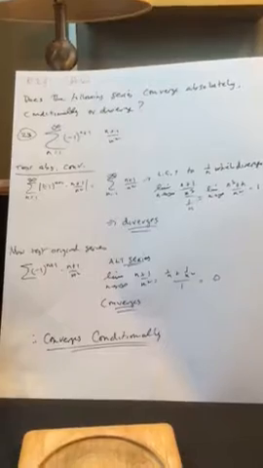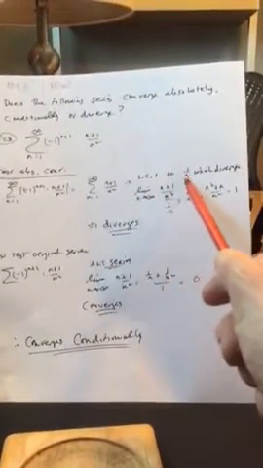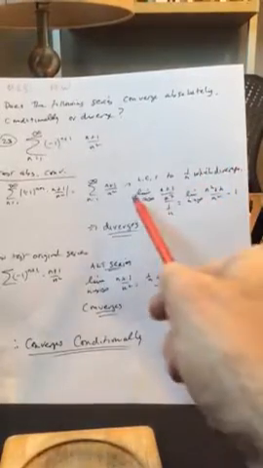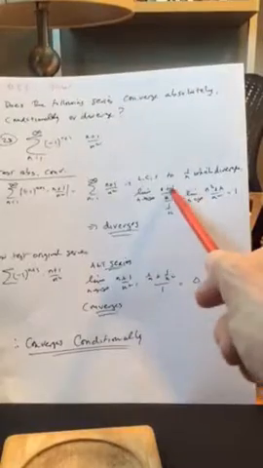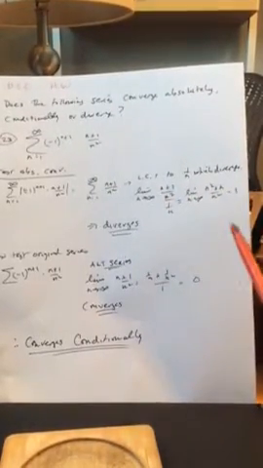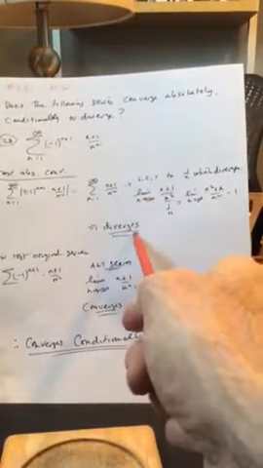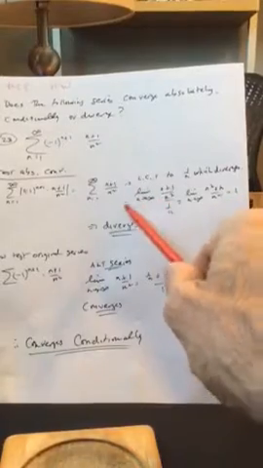n squared. I'm going to do the limit comparison test to 1 over n, which diverges. I take the limit as n goes to infinity of n plus 1 over n squared divided by 1 over n, and I get 1. Therefore, I conclude it diverges. So now it failed absolute convergence.